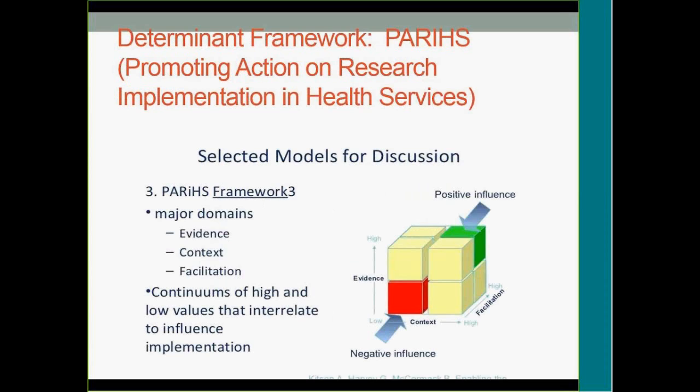So here's a determinant framework, which is probably one of the more popular ones as well. A determinant framework says that certain factors determine the success of an intervention. They have either negative or positive influence. The three most important factors are the level or strength of evidence. So if you have a randomized trial that shows one new treatment that is much, much better than what's existing already, that pushes it up here. The context, that's the environment that it's in.